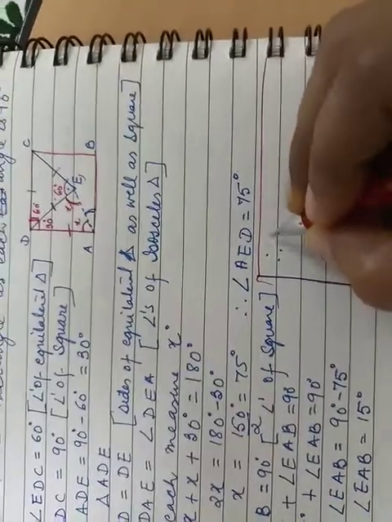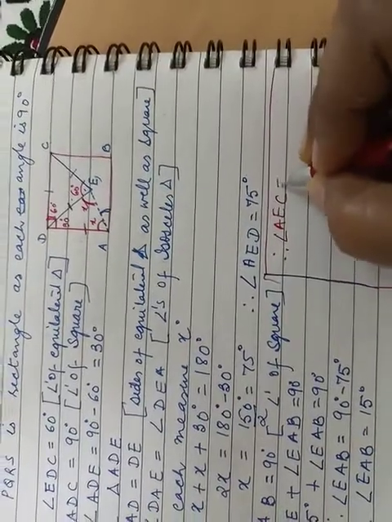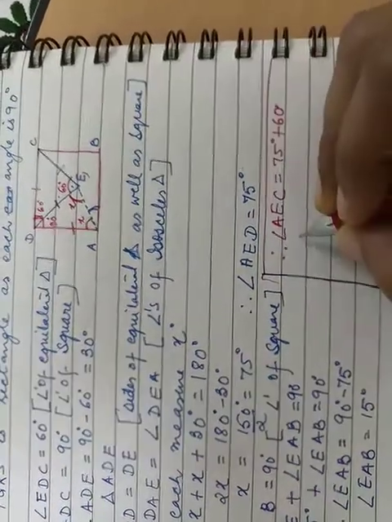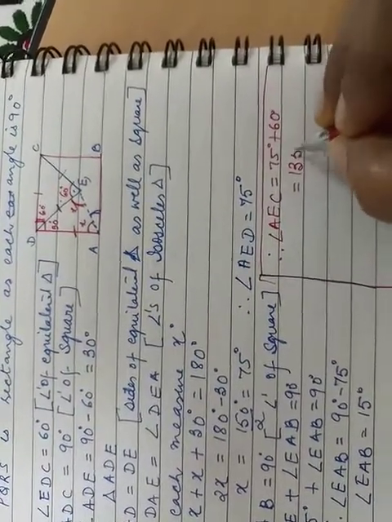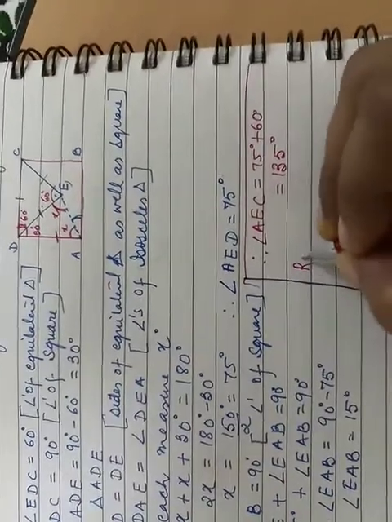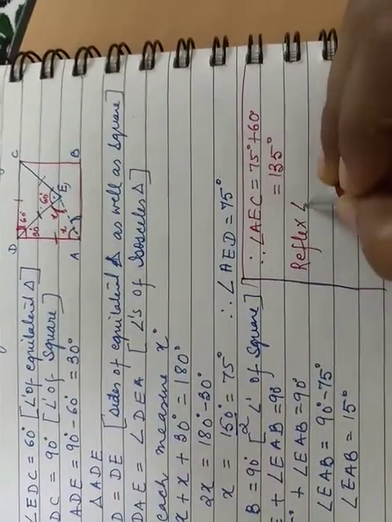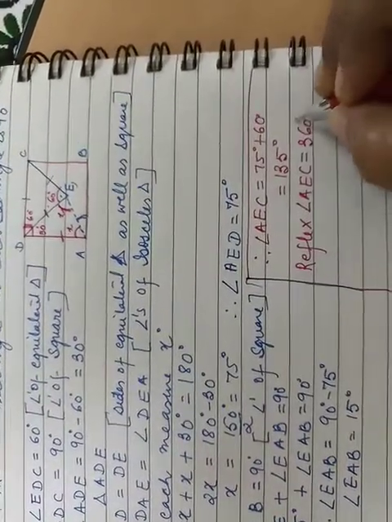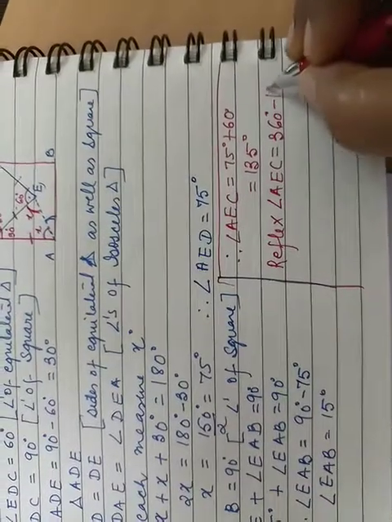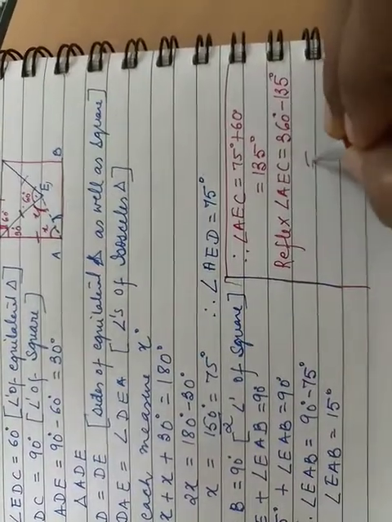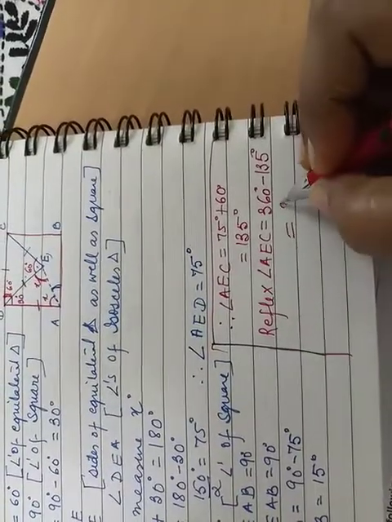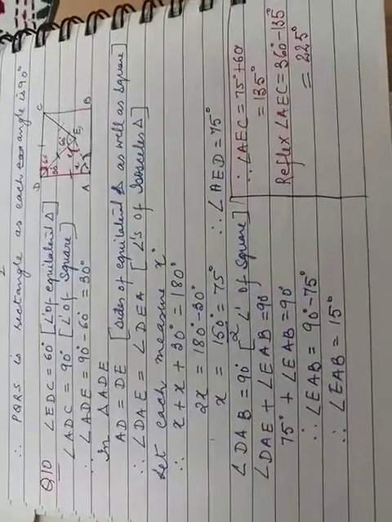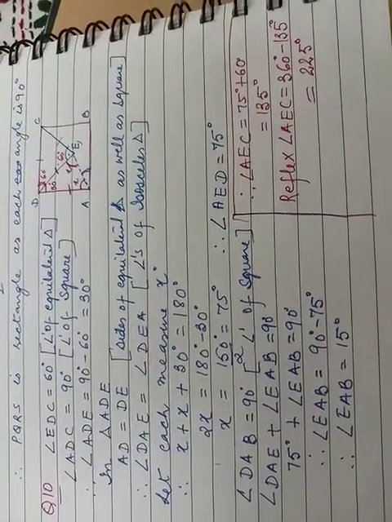So firstly I calculate angle AEC, that becomes 75 plus 60 degree, that is equal to 135. Now we'll find reflex of angle AEC is equal to 360 minus 135, that is equal to 225 degree. So this way we have completed the solution of question number 10.